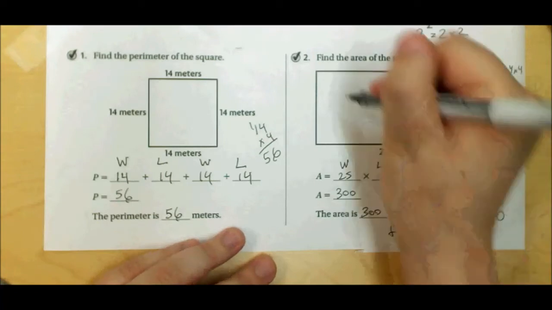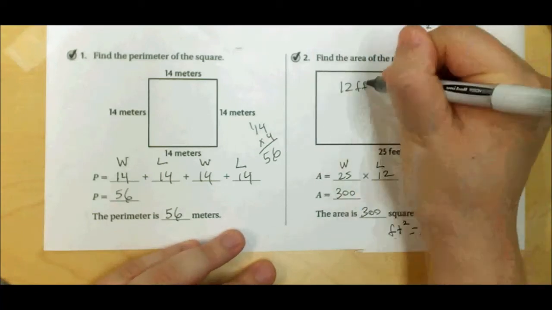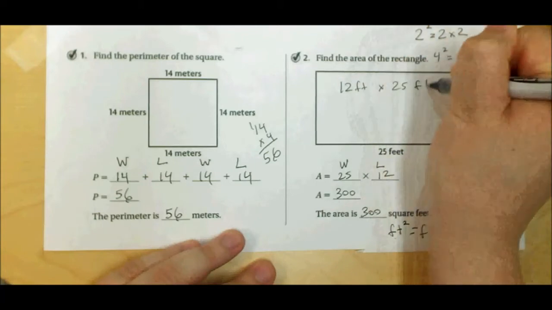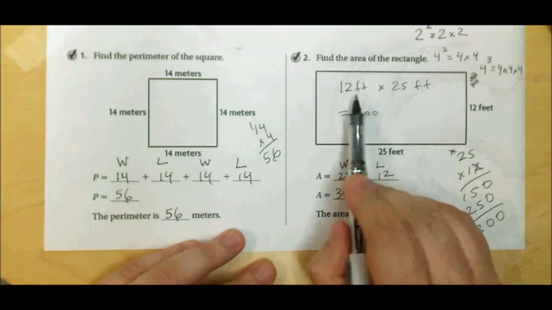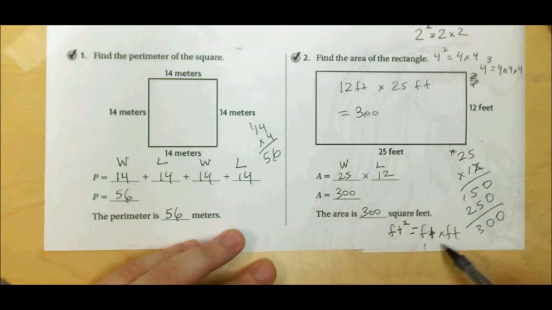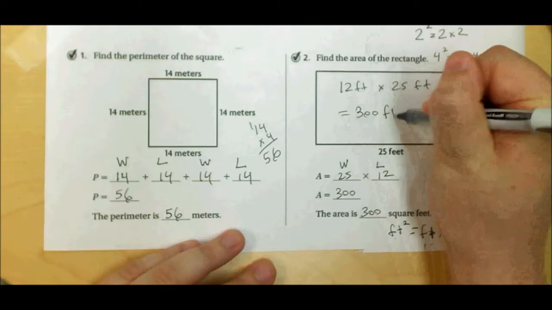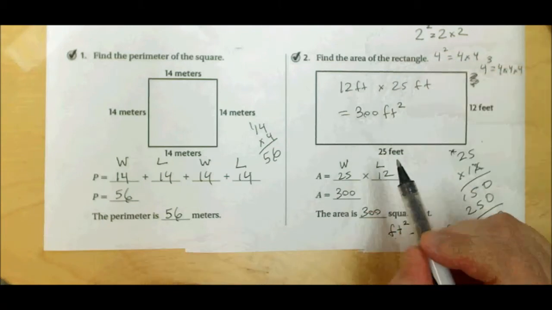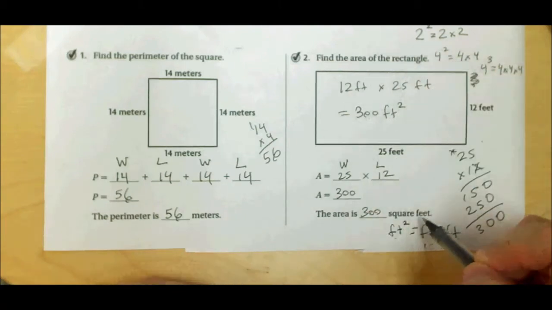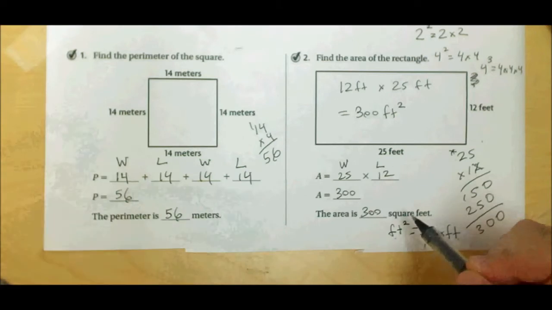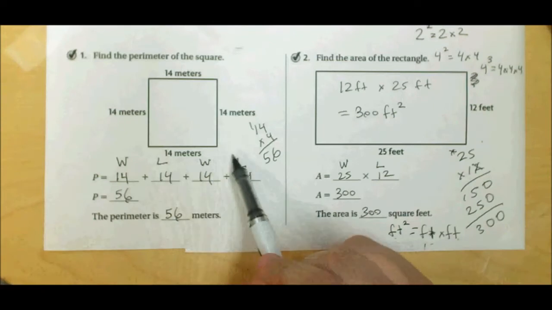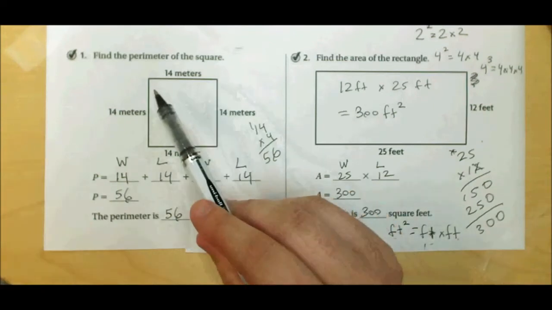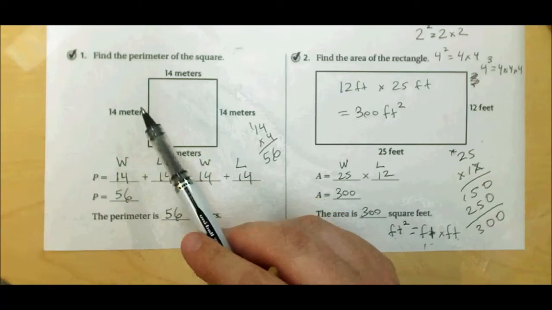So when we have 12 feet times 25 feet, we're multiplying the numbers, and we get 300, but we're also multiplying the units. Feet times feet is feet squared. And that's why the area is in square units: square meters, square feet, square inches, whatever it is you're measuring in. The reason that the perimeter does not have that is because you're not multiplying meters times meters. You're just adding meters to more meters, and then you get even more meters. But it's still meters.